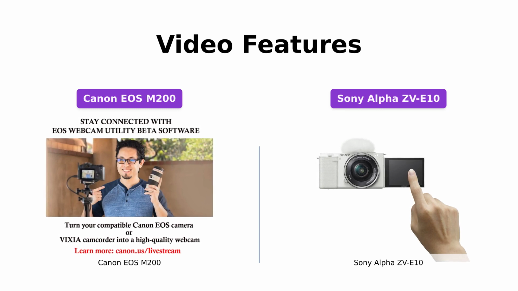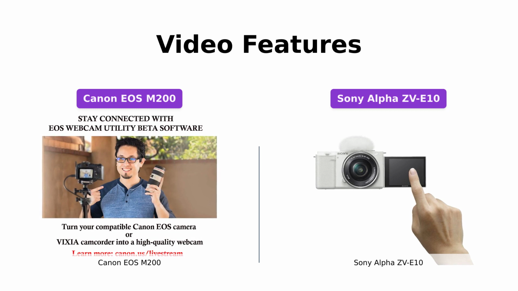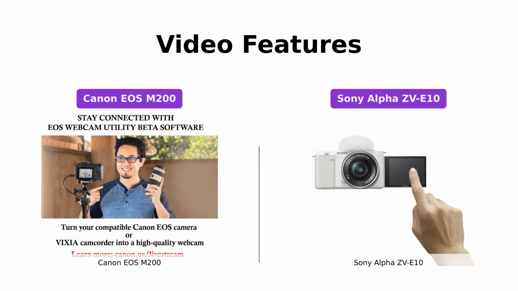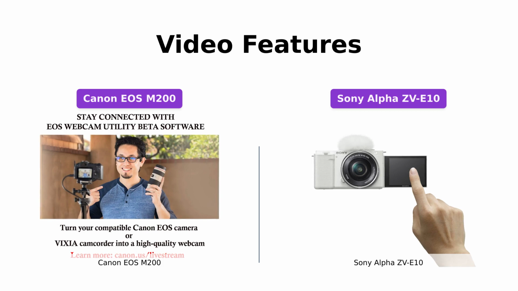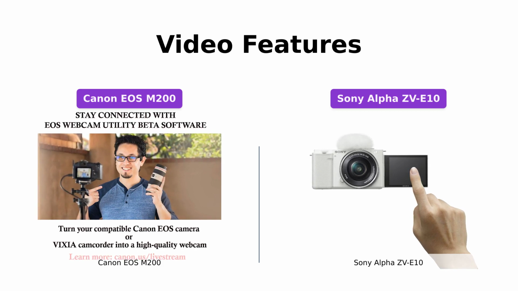On the other hand, the Sony Alpha ZV-E10 takes it a step further with 4K movie oversampled from 6K, ensuring incredible detail and clarity in your videos. It also features a product showcase setting, which smoothly transitions focus from face to object, making it ideal for product reviews or tutorials.